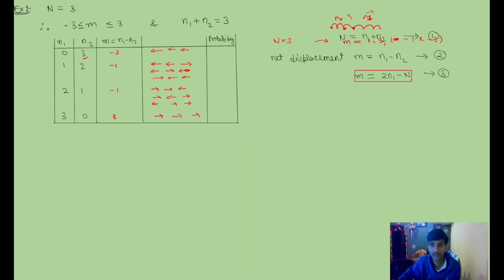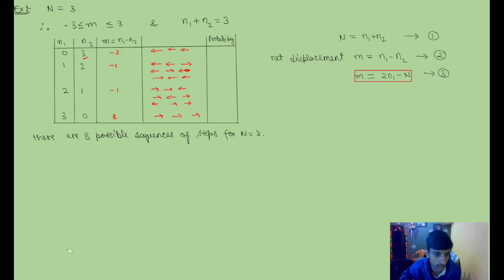And now where I have used this formula, the total number of steps is equal to n1 plus n2, and the net displacement has to be the subtraction of these two. Okay.